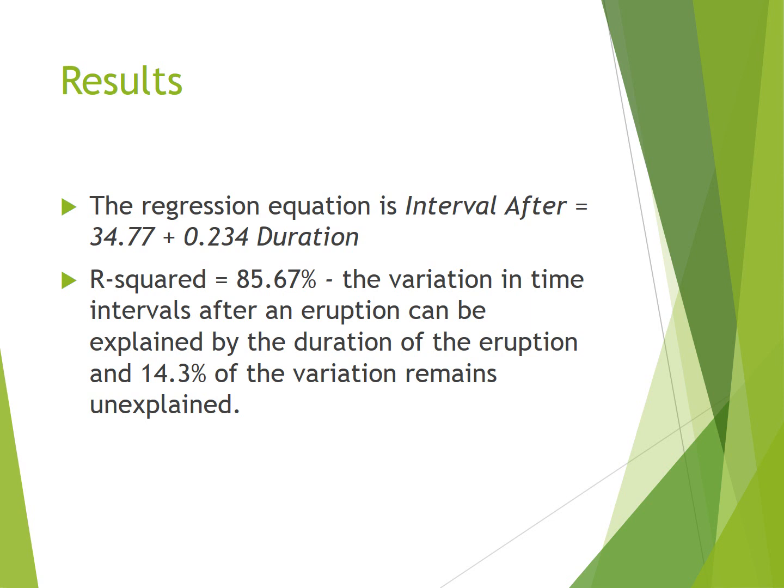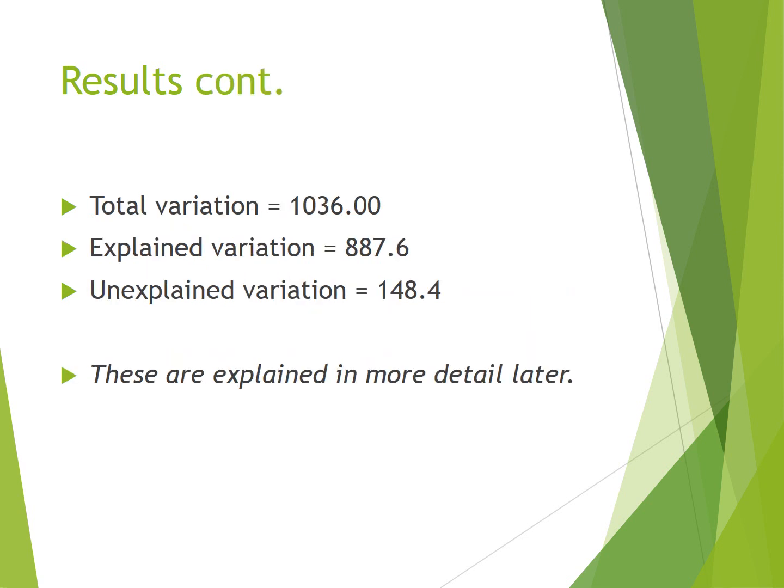The R-squared is 85.67, and we usually denote R-squared as a percent. So it means that a little over 85% of the variation in the time intervals between the eruptions is explained by the duration of the eruption, and about 14% remains unexplained. Looking at the table, we see the total variation, the explained variation, and the unexplained variation. These are explained in much more detail later in another semester.